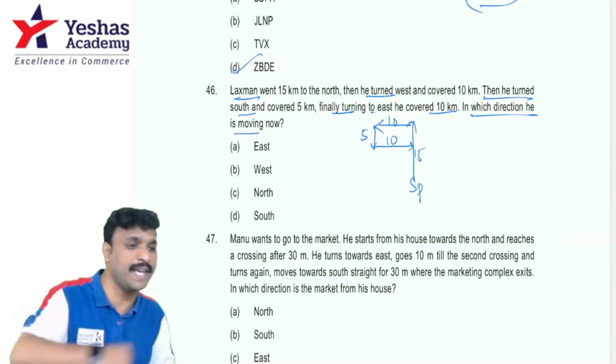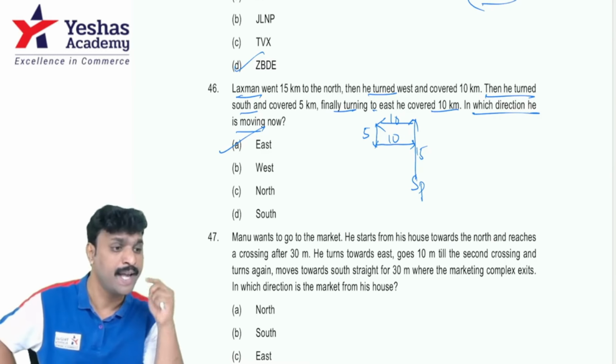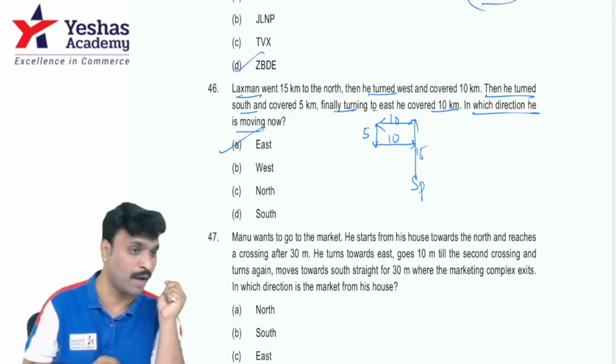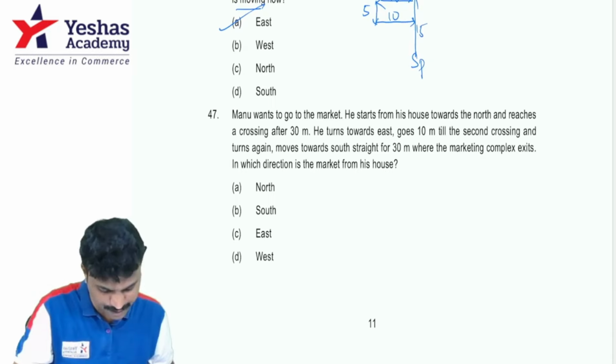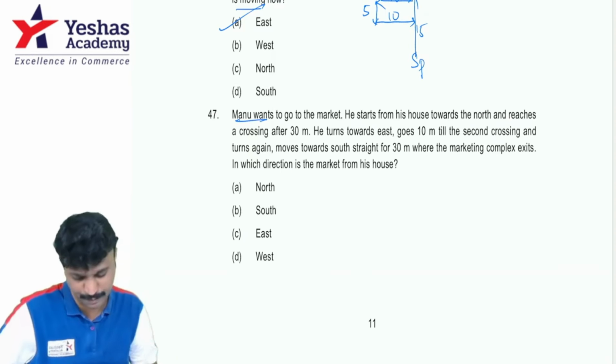He is moving towards east only, right? So option A is the right answer. Suppose if they had asked in which direction is he now from the starting position, the answer would have been north. But he is actually moving in east direction finally. Guys, this is again one of the solved questions in the class, one of the previous paper questions.